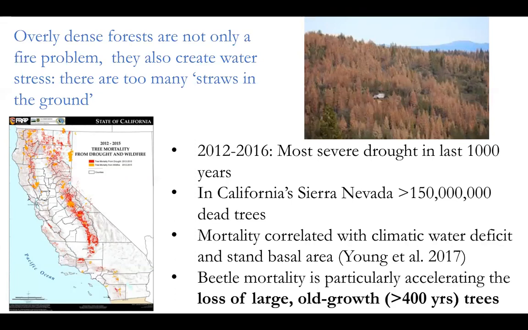And of particular concern is that mortality is largely proximally caused by beetles, and they tend to attack the larger trees. And so we're seeing, in particular, the loss of large old growth trees at a rate even exceeding background rates, which are also increasing.